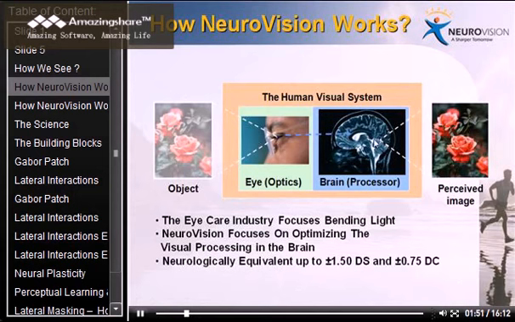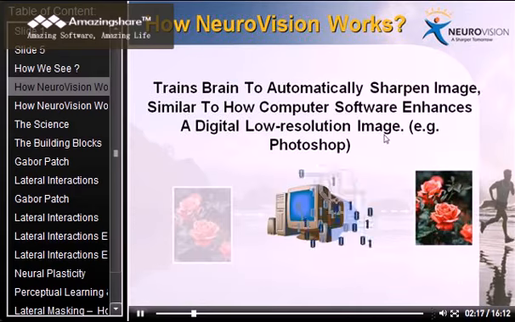The improvement that we can achieve in the NeuroVision treatment is equivalent to up to 1.5 diopters of spherical blur and 75 diopters of astigmatism or cylinder blur. So this is the kind of improvement in vision that we can achieve with NeuroVision while focusing on the back end of the visual system.